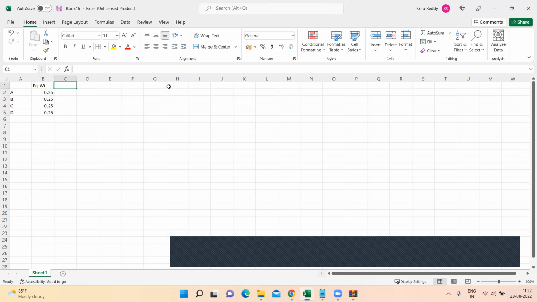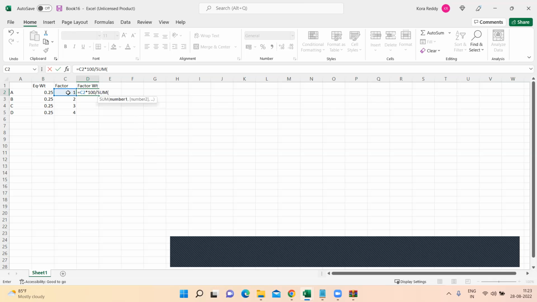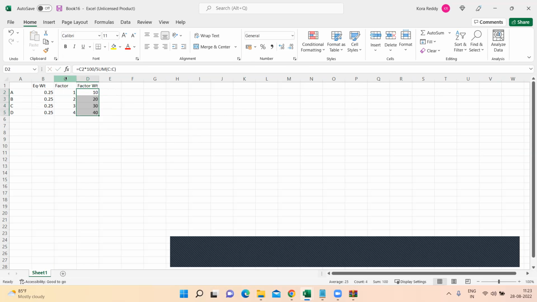Now let's say there is a factor, some factor, which is market cap or volatility or anything. The value for that factor for A is 1, 2, 3, 4. Now, if I have to do as per factor weight, that would be this into 100 divided by sum of all the factors. So I'll get 10% weightage. For the second stock, 20%, 30, and 40.